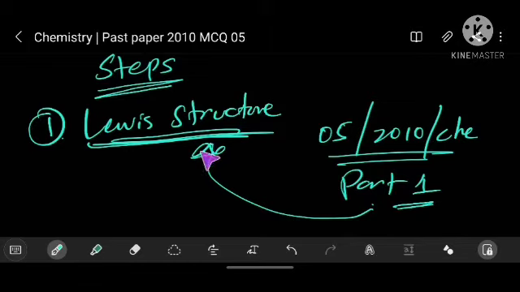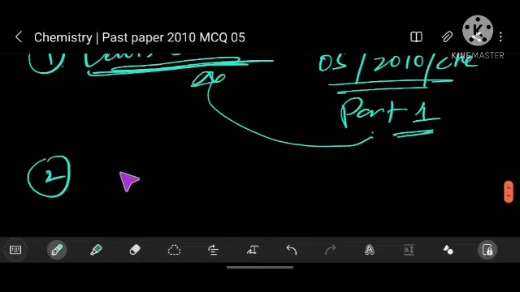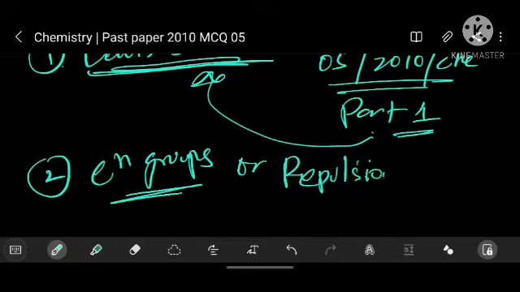Once you are done with the Lewis structure, you have to count the number of electron groups and identify them as bonding pairs of electron groups or lone pairs of electron groups. So that is the second step.